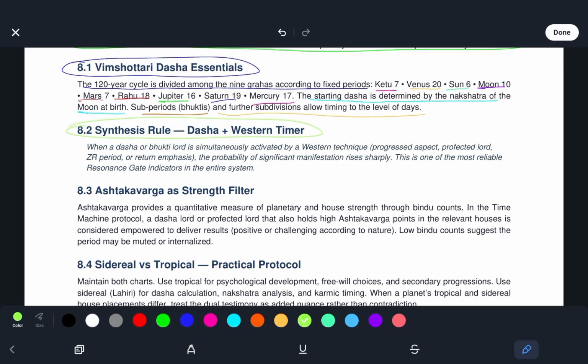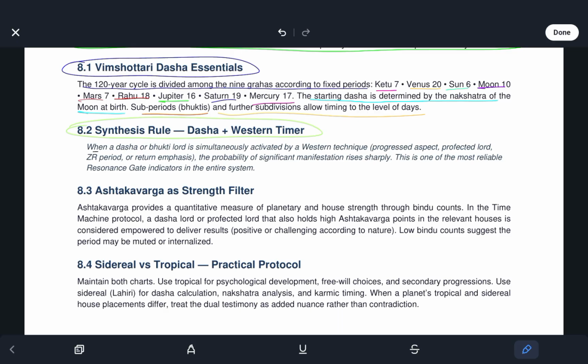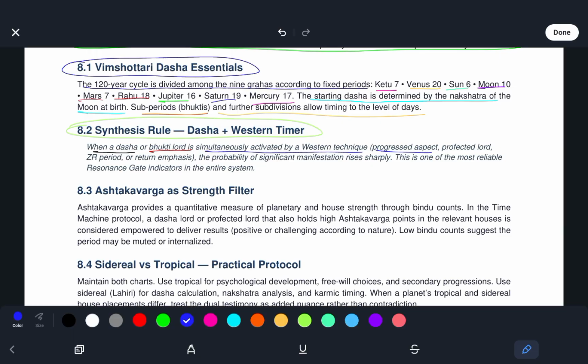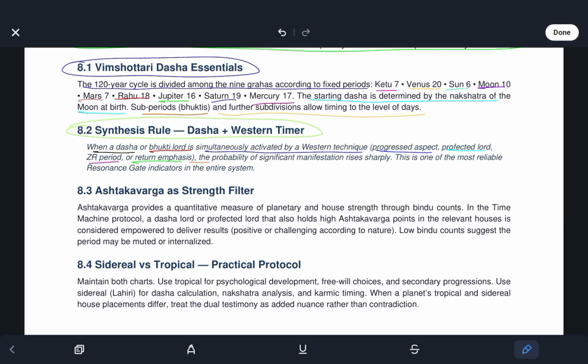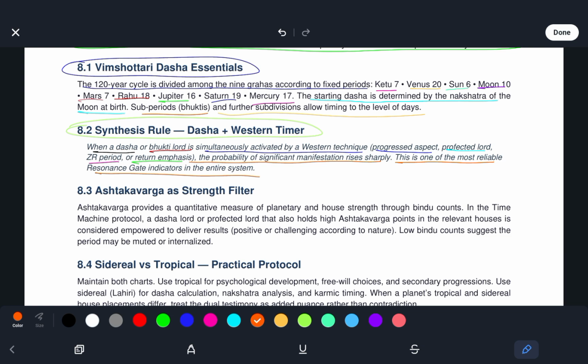Synthesis rule: dasha and Western timers. When a dasha or bhukti lord is simultaneously activated by a Western technique, such as a progressed aspect, profected lord, ZR period, or return emphasis, the probability of significant manifestation rises sharply. This is one of the most reliable resonance gate indicators in the entire system.